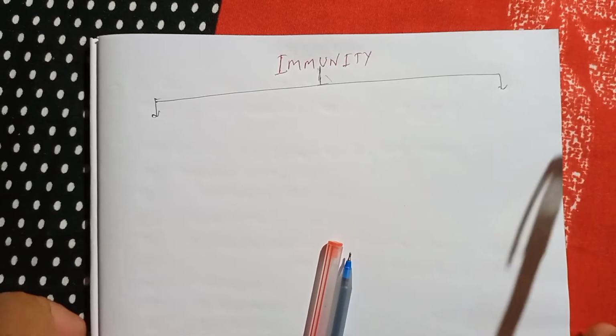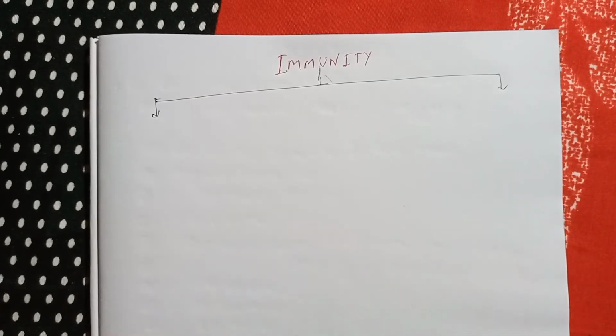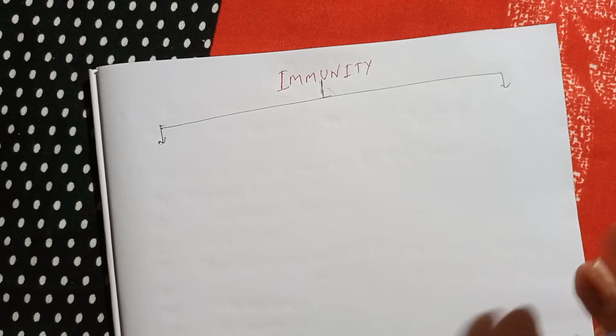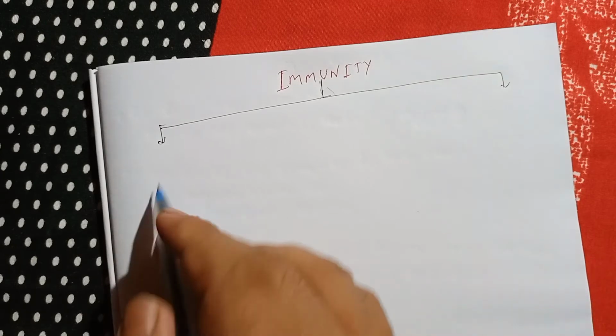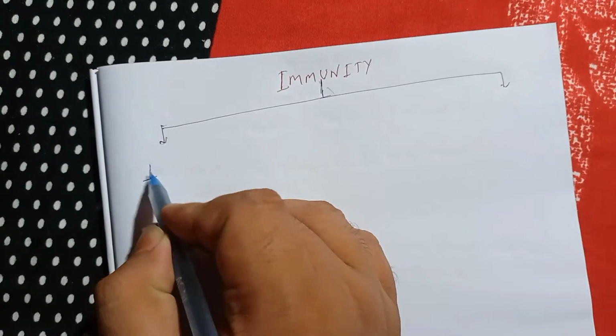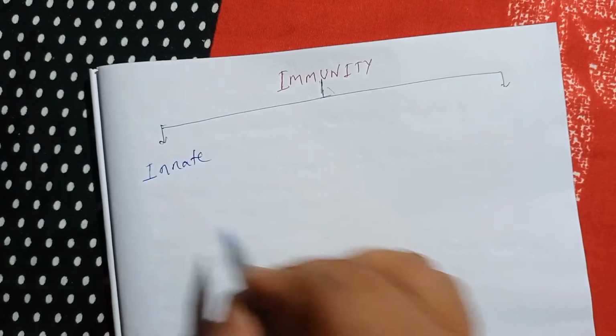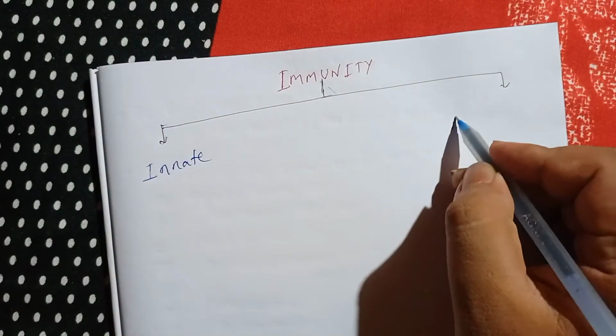Okay, so I'll just focus on the main areas. Basically, we know immunity has two types. One is innate immunity, another is adaptive immunity.